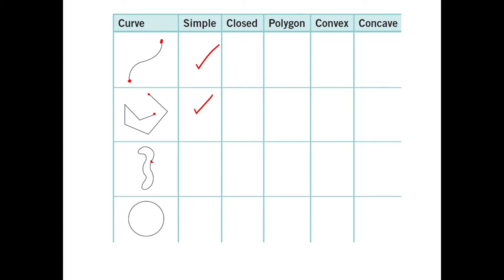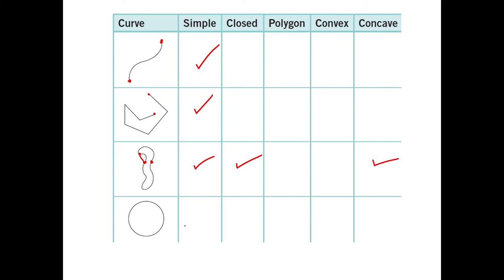For the third curve, it starts and stops at the same point, so it is a closed curve. Since there's no overlaps, it is a simple curve as well. It cannot be considered a polygon because the curve doesn't consist of line segments. Now, is it convex or concave? Well, if I look at a point here and a point here, that segment is outside of the curve. So it cannot be a convex curve. It must be concave because there's actually an indentation.